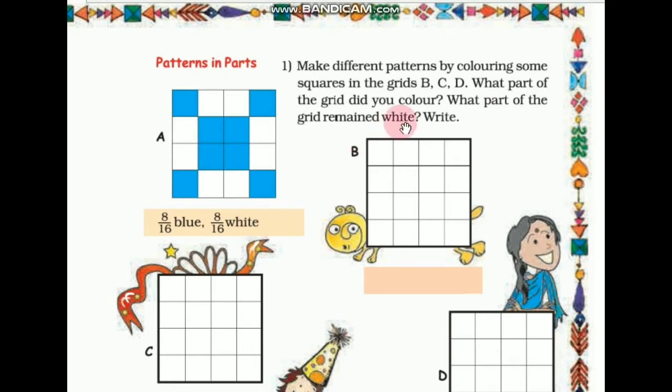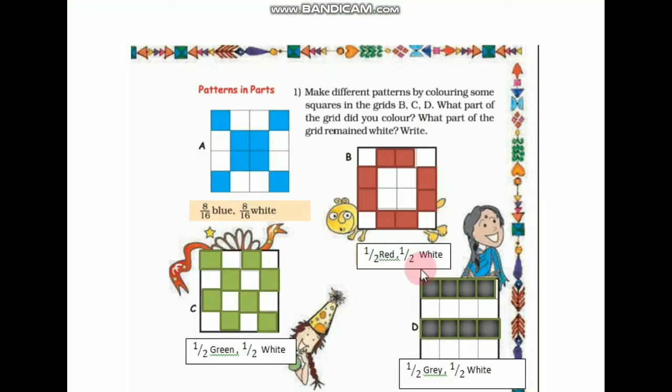So let's do it. Here is the solution of the question patterns in parts. In grid B I have colored 8 parts red and 8 parts white. That means half red and half white. Also you can write 8/16 red and 8/16 white. And now in grid C I have colored 8 parts green and 8 parts white. See, 1, 2, 3, 4, 5, 6, 7, 8 parts green and 1, 2, 3, 4, 5, 6, 7, 8 parts remain white. So I can write half green and half white.